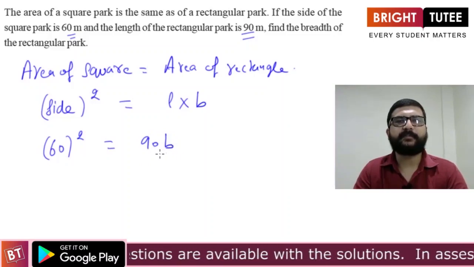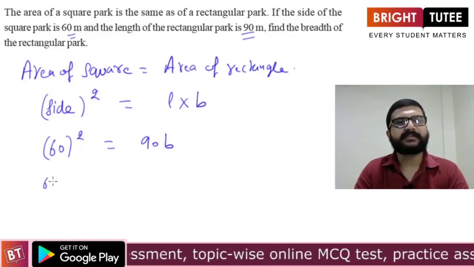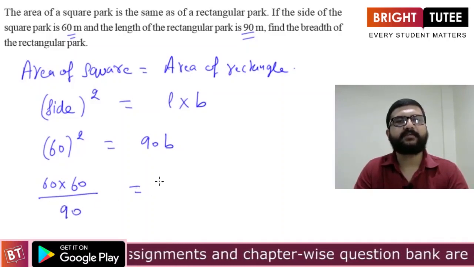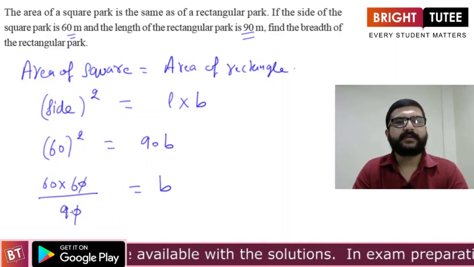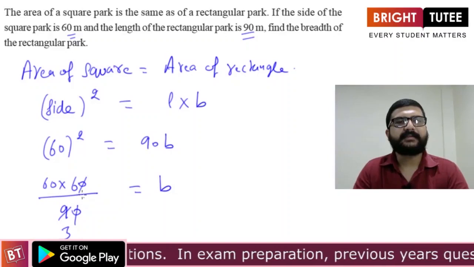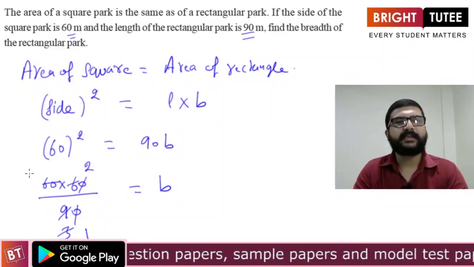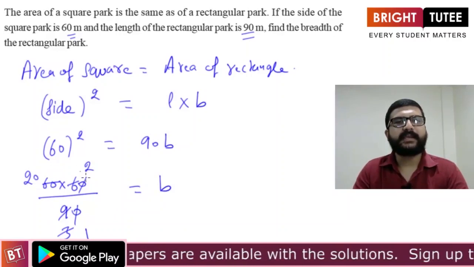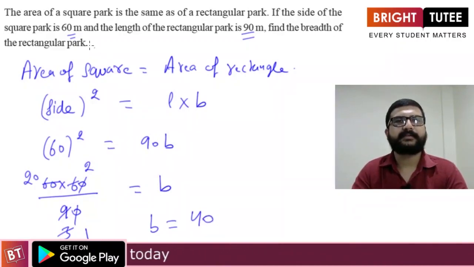Now from here, to get the value of B, let's transpose this 90 here on the left side of the equation. So this will give us 60 into 60, which is 60 square, divided by 90 is equal to B. Now we can cancel 0 with 0 here. Now 3 3s are 9, 3 2s are 6, and then 3 1s are 3, 3 into 20 will give us 60. So therefore we are getting breadth as 20 into 2, which is 40. So breadth is equal to 40 meters.